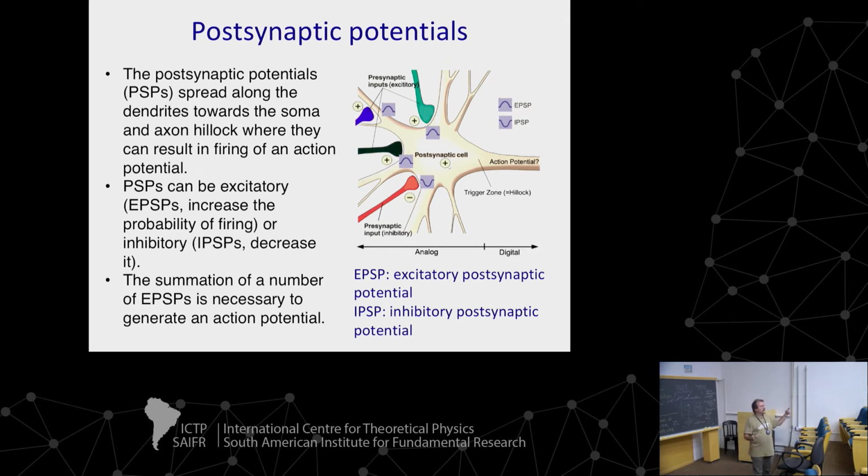But you can have, say, two neurons: one is excitatory, the other one is inhibitory. So one can excite this neuron, and the other one can inhibit it. Okay.